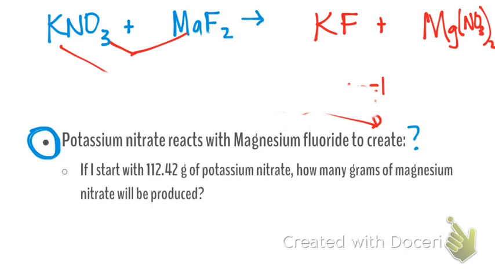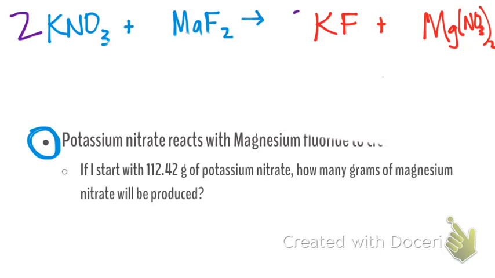But ours is not balanced yet. All we did was put the reactants and products in place. We still have to balance them. So we've got 2 nitrates here, which means we need 2 there. That makes 2 potassiums. So I think that should be good, right?